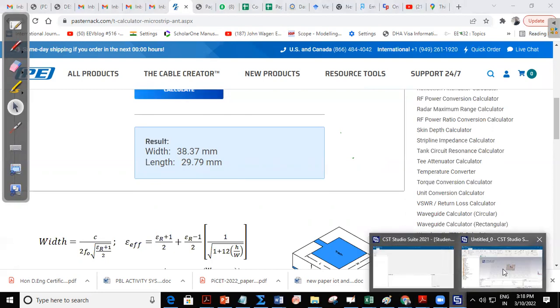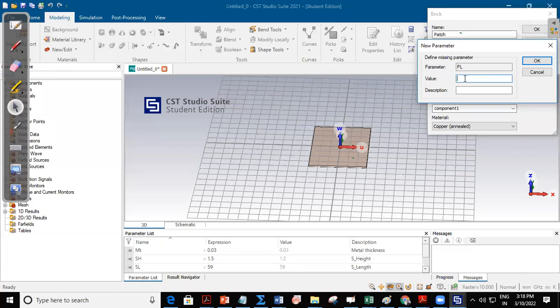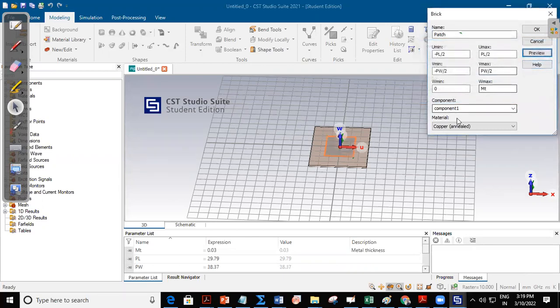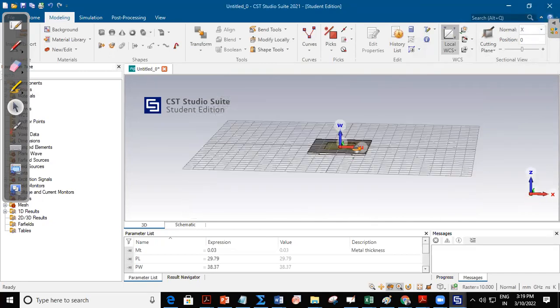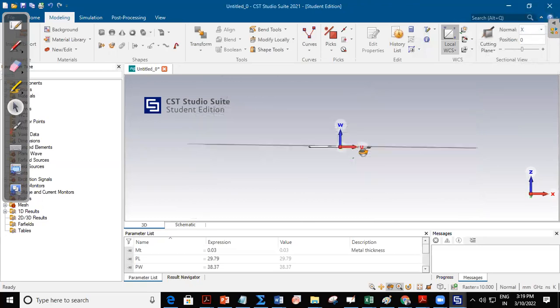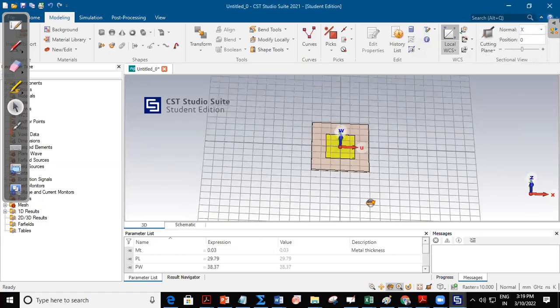38.37 is the PW, and 29.79 is our PL, the patch length. PW is 38.37. So with this, you can see a patch of metal is created. Preview it. Okay. Now you can see on both sides of the structure, one side I have a metal patch, another side I have the ground plane, and this side I have a metal patch. Is this clear to everyone?